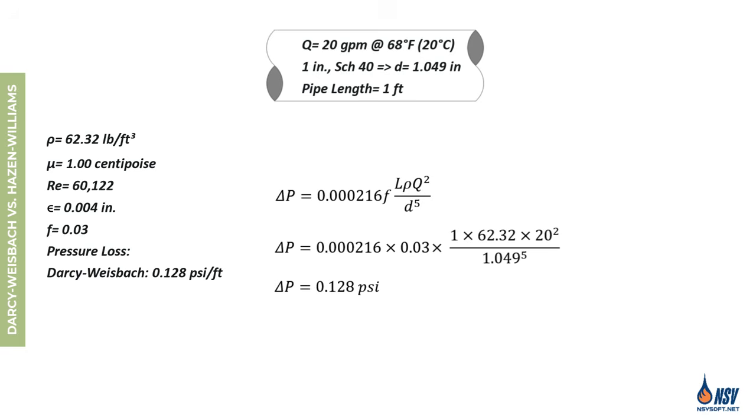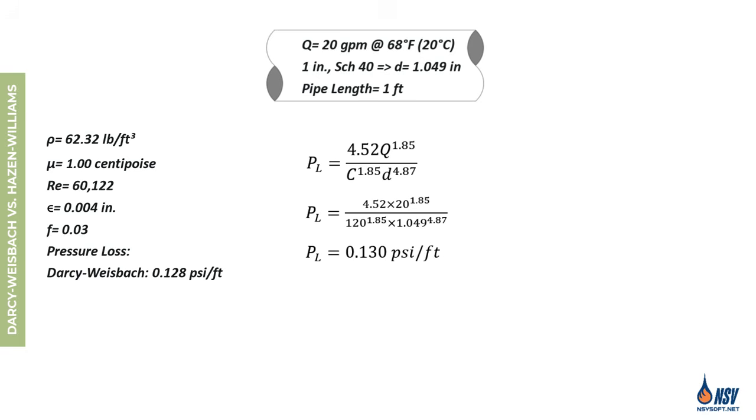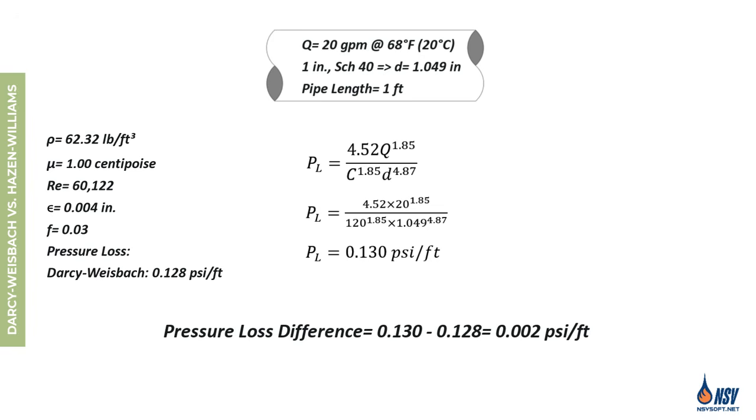Because the pipe length in this example is 1 foot, the pressure loss is also 0.128 pounds per square inch per foot. Using the Hazen-Williams formula for the same pipe gives us a pressure loss of 0.130 pounds per square inch per foot. Comparing the results, there is only a 0.002 pounds per square inch per foot difference, which is truly negligible in fire sprinkler design.